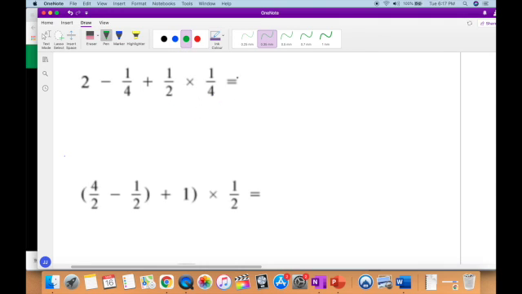So we're taking the multiplication first, so that's 2 minus a quarter plus the multiplication, which is a half times a quarter. How do you multiply two fractions? You multiply your numerators, you multiply your denominators. So that is 1 times 1 is 1, and 4 times 2 is 8. Nice. Now we have addition and subtraction.